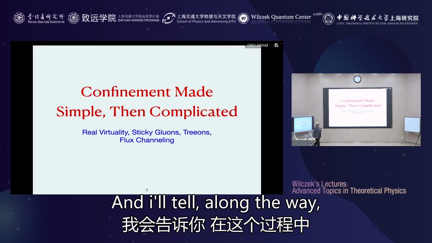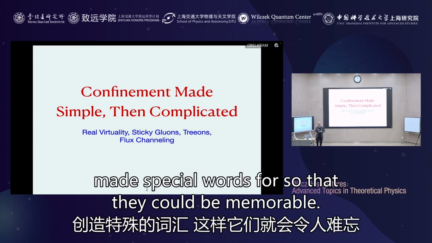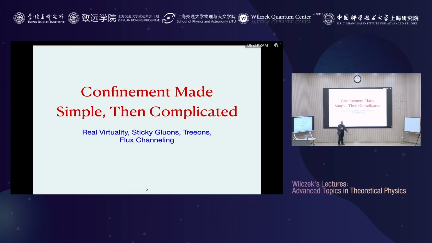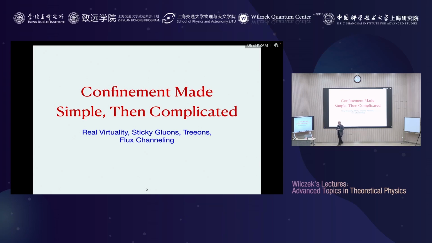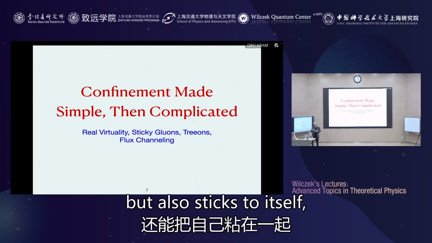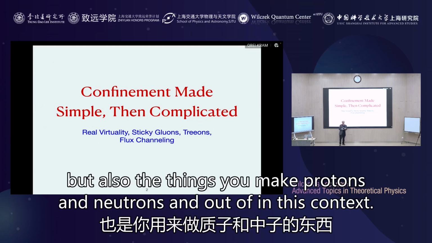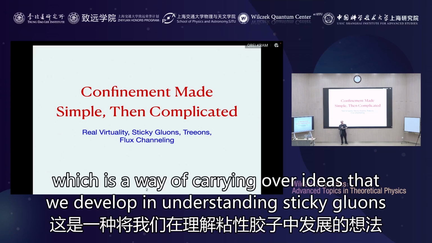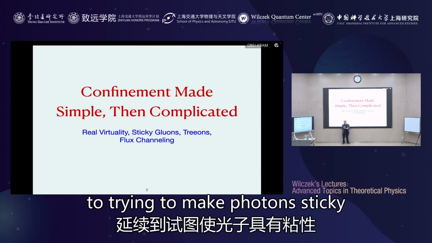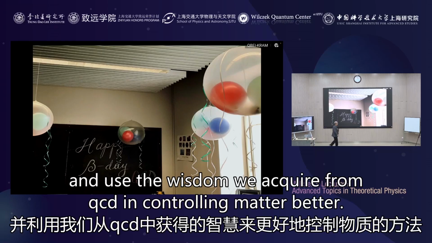Along the way, we'll have several new concepts introduced that I made special words for so that they could be memorable. So, real virtuality. You've probably heard of virtual reality. This is the converse. Sticky gluons. There's a glue which not only glues things together but also sticks to itself. Treons, which are things you make trees out of, but also the things you make protons and neutrons out of in this context. And finally, the idea of flux channeling, which is a way of carrying over ideas that we develop in understanding sticky gluons to trying to make photons sticky and use the wisdom we acquire from QCD in controlling matter better.